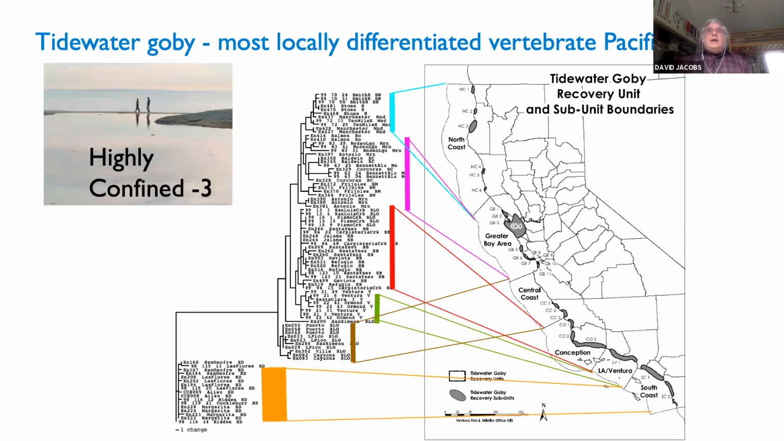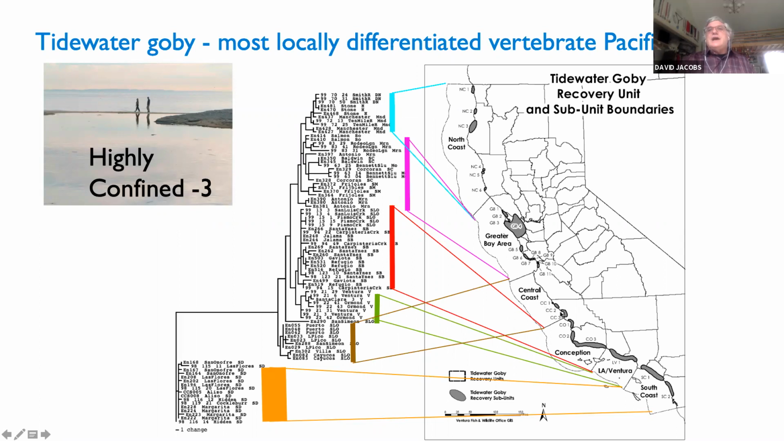All right, lastly, I just want to turn back to the tidewater goby. As we said, this is the most locally differentiated vertebrate on the Pacific coast. There's a number of management units that have been defined since this is an endangered species, and they're based on basically phylogenies we did a long time ago.